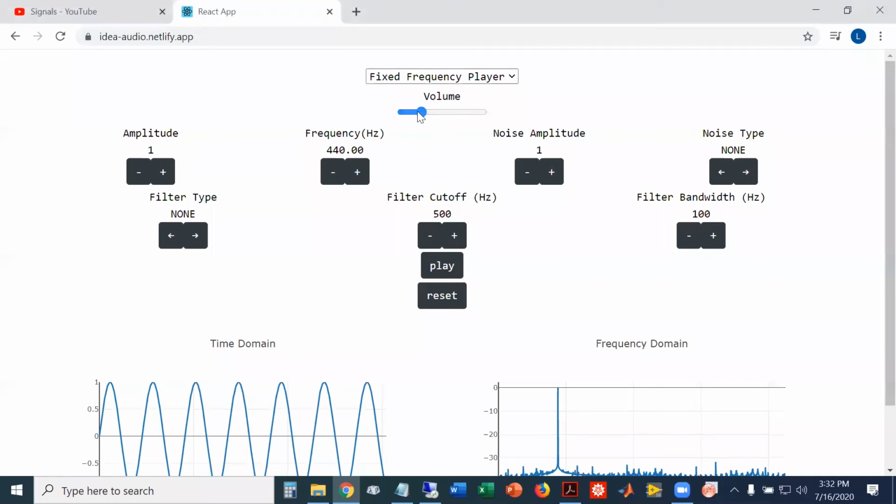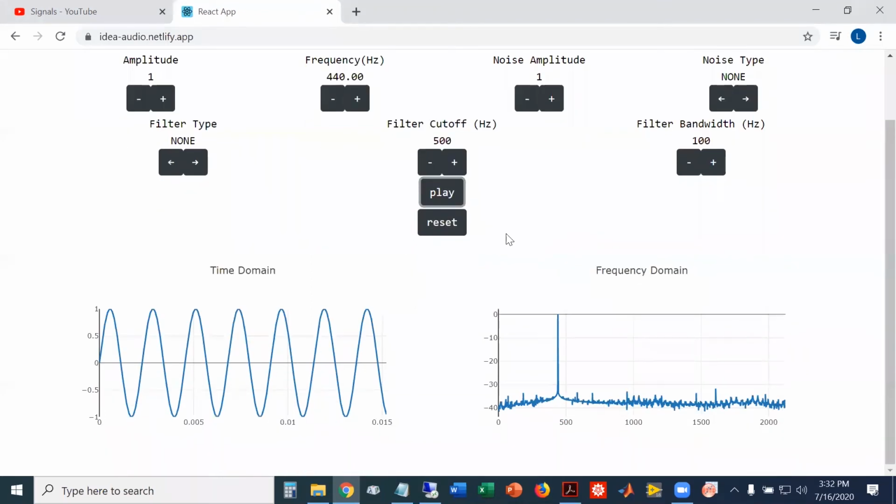The first thing to do is turn down the volume. So you can hear that beep sound for 440 hertz. And what's shown at the bottom is what's known as the time domain representation. So how does the signal change as a function of time? It's a single sinusoidal wave, and there are 440 cycles per second.